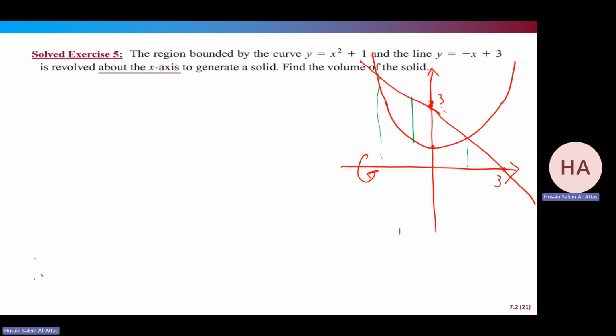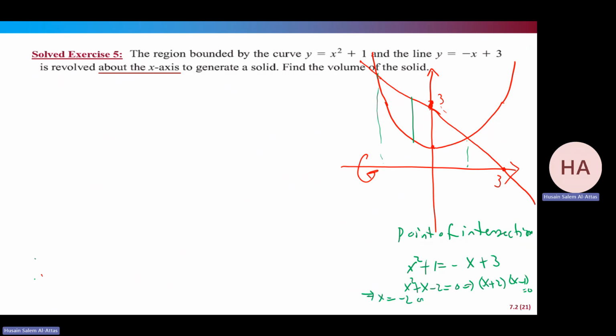So I'll find the points of intersection between the two functions. One is the line, one is the parabola. X squared plus 1 equals minus x plus 3. Equate them. I have x squared plus x minus 2 equal to 0. So I have x plus 2 times x minus 1 equals 0. So I have x equal minus 2 or x equal 1. So this is 1 and this is minus 2. Now I know the limits of integration.